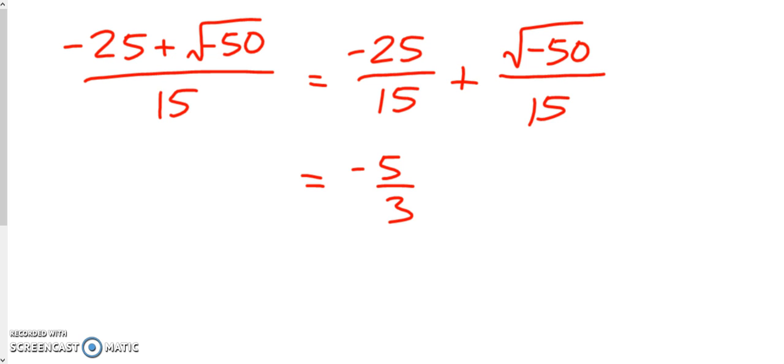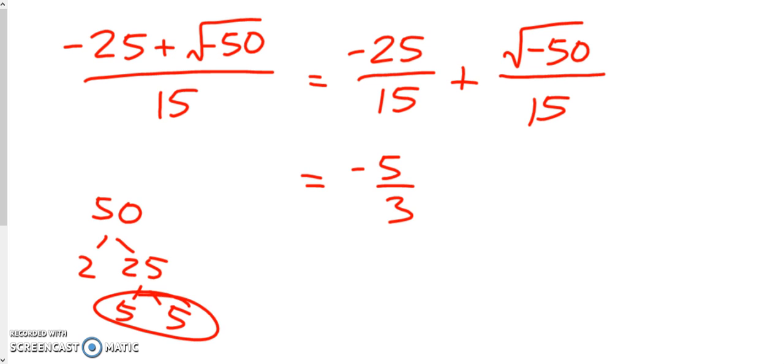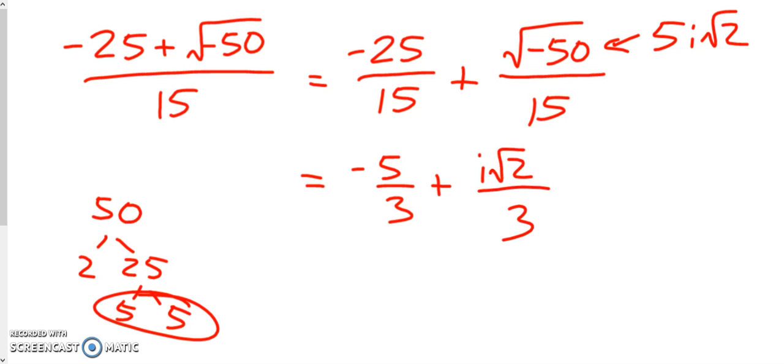What about the square root of -50? How about we simplify that? So 50 is 2 and 25, right? 25 is clearly 5 and 5. So what would you have up top there? Yeah. So this becomes 5i square roots of 2, and then 5 and 15 reduce. So that would be plus i square roots of 2 over 3. And that would be your answer.